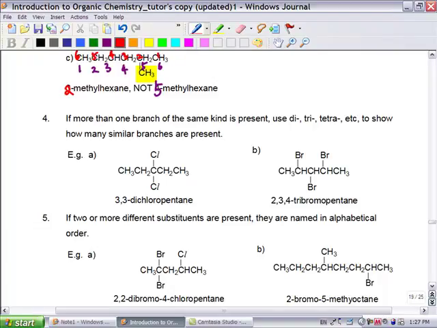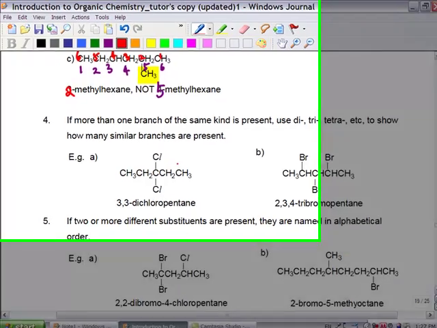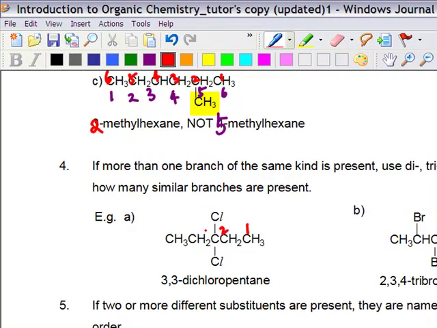For example, in this example A, we have a 3,3-dichloropentane. How do we derive the naming? Let us look at the parent. The parent is an alkane group, so it is a pentane consisting of 5 carbons. And the 2 chlorines fall on the 3rd carbon, and there are 2 chlorines, so dichloro. And they are both at the 3rd carbon, hence it is 3,3-dichloropentane.